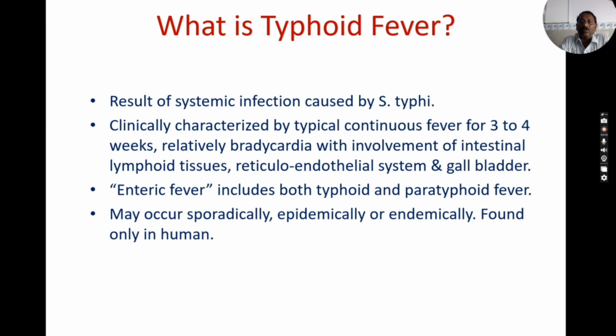So enteric fever includes both typhoid and paratyphoid fevers, and may occur sporadically, epidemically, and endemically. So in India, it's almost a 365-day disease. So typhoid fever is found only in humans because Salmonella Typhi and Paratyphi are exclusively for humans.